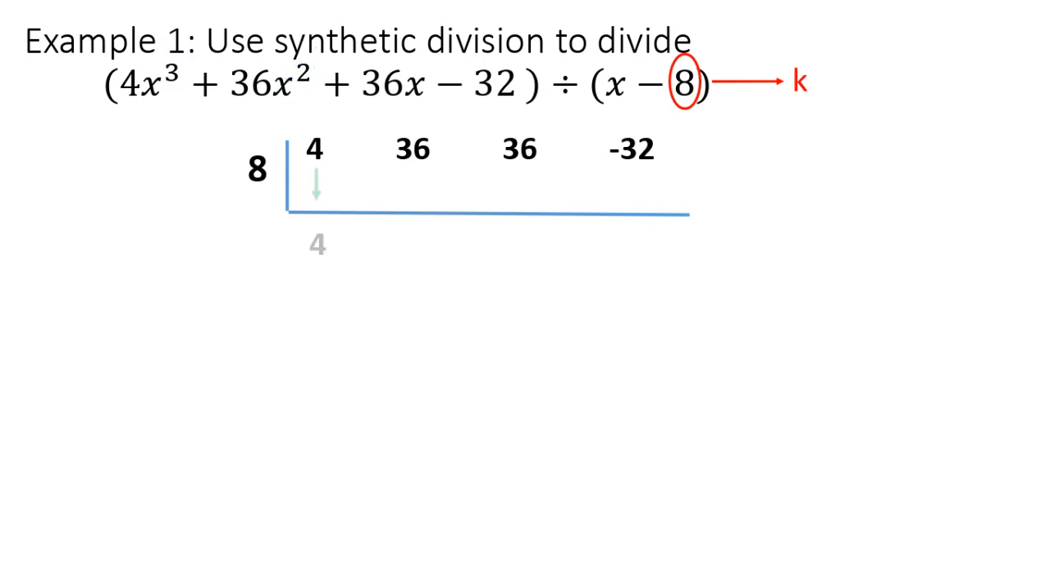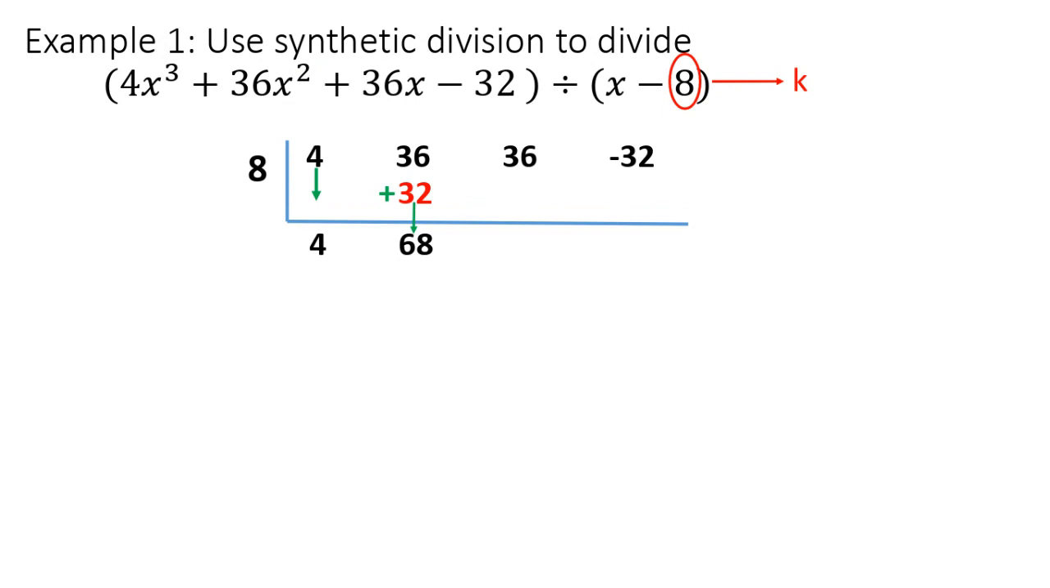So the next step is bring down the 4, and then we're going to multiply 8 times 4, and that gives me a 32. And then we add 36 plus 32 is 68. And then we start the process again.